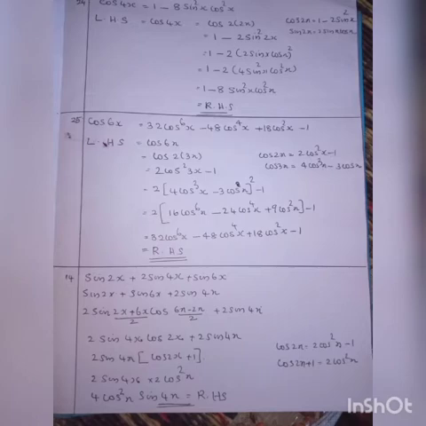Now let us start writing the terms. First term, 4 cos cube x the whole square becomes 4 square, 16. Cos cube x square becomes cos raised to 6x. So first term we have 16 cos raised to 6x.